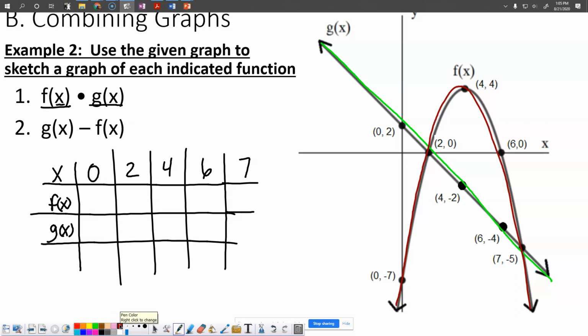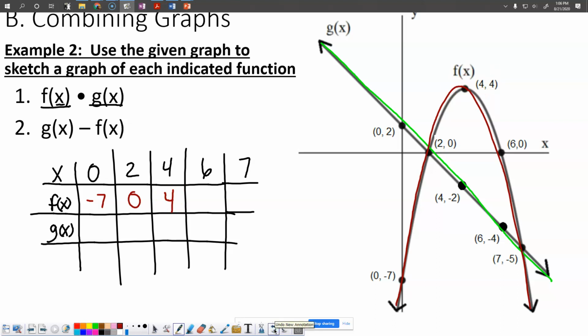So for the red one, when x is 0, what is the y value? On the red function, when x is 0, y is -7. When x is 2, what is the y value? 0. When x is 4, what is the y value on the red function? It's 4.